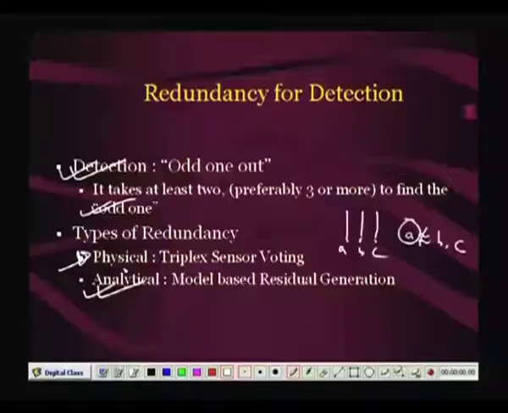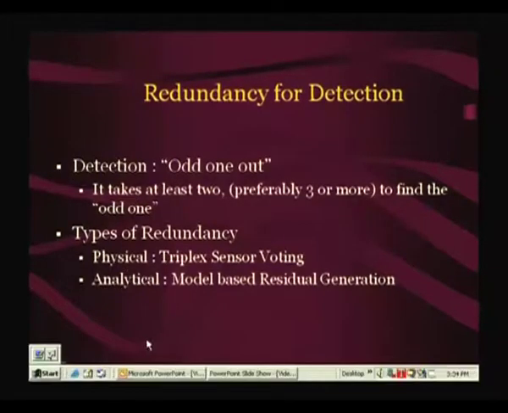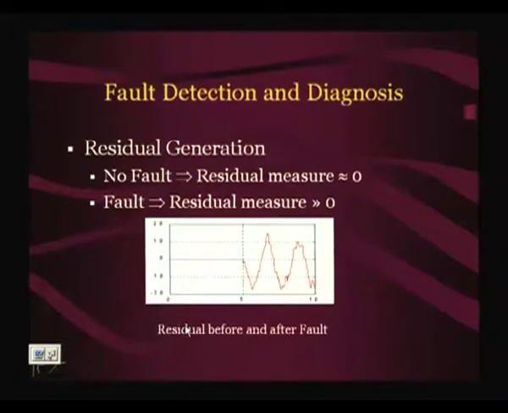That is going to cost in terms of money, weight, space, which are very critical in some applications such as aerospace. So the question is whether we can generate this redundancy without using a copy, but rather by computation using a model. Such redundancy creation is called analytical redundancy.